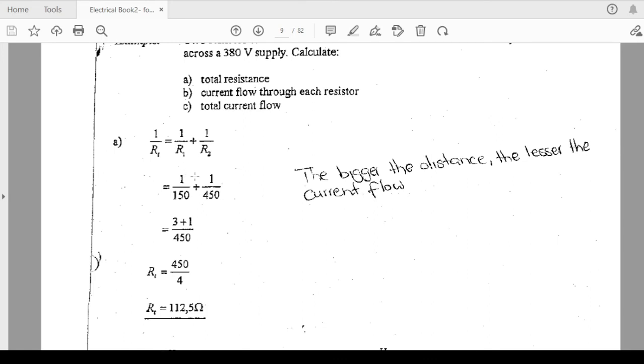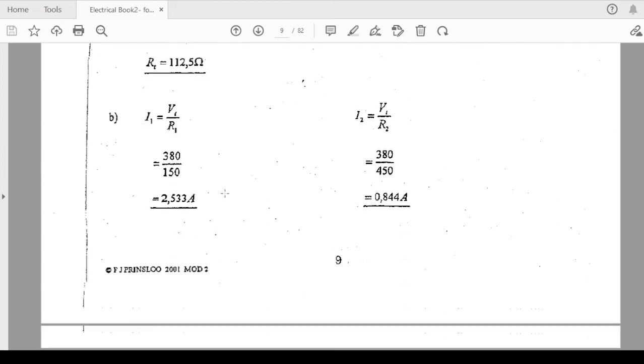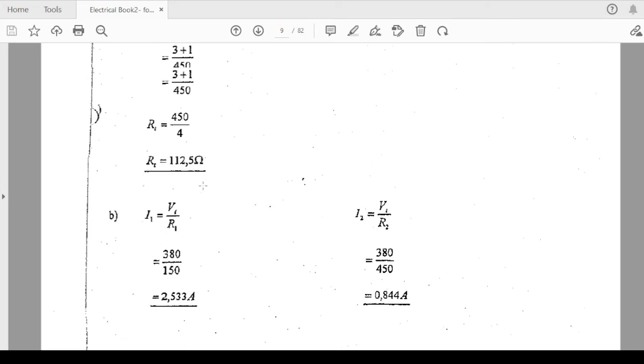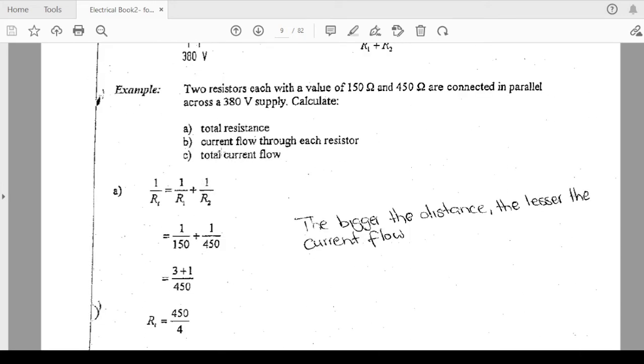Any questions? No. Okay, let's move on. The next question was asking about what? Let's check. Current flow through each resistor. Why? Because it's a parallel connection. So now they want I1 and I2. It's branching off into resistor 1, resistor 2.